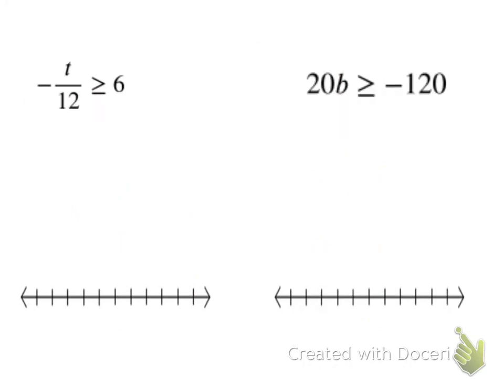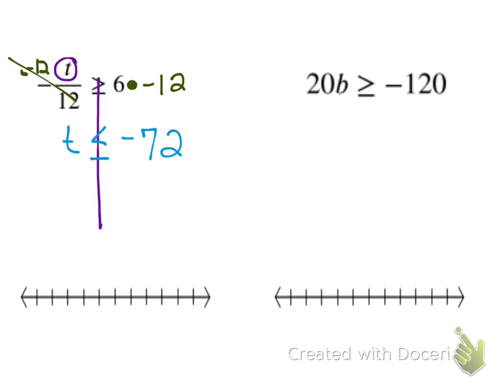Okay. Negative t over 12 is greater than or equal to 6. How do I get the t by itself? Times 12. Times negative 12. So we're going to take it times negative 12 on both sides. I bring down my t. And what happens when I bring down that t? Flip the sign, because you're multiplying by a negative. So what's 6 times negative 12? Negative 72.